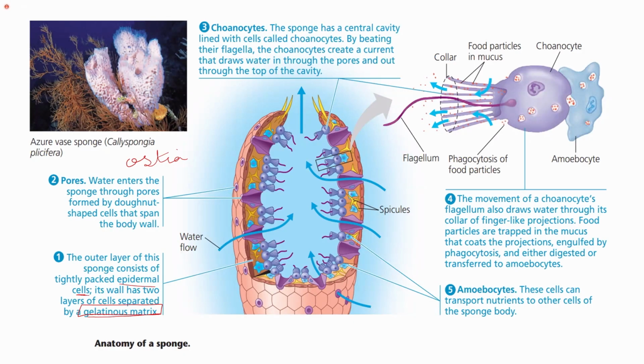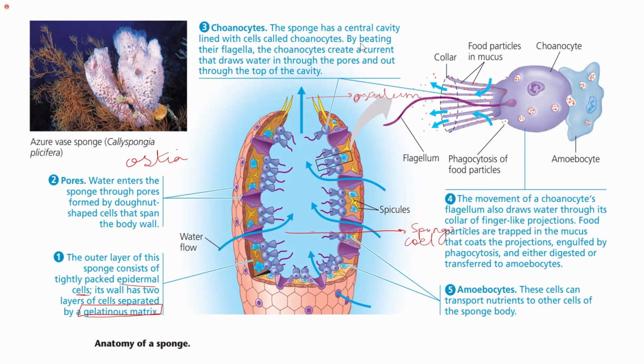Water enters through the ostia, and the central cavity is known as the spongocoel. The water enters into the spongocoel here. That is the cavity of the sponge, and the water moves out through the osculum. So water enters through the ostia, then it comes into the spongocoel, and it moves out through the osculum.